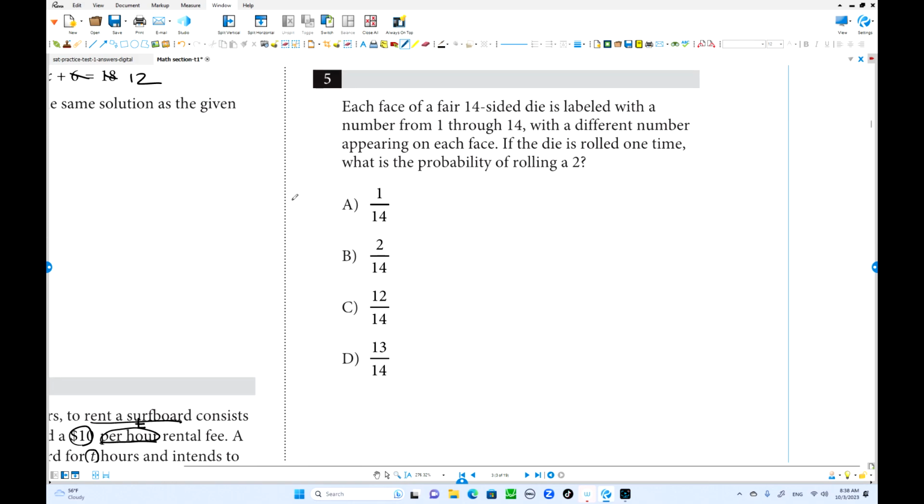The number 5. Each face is a pair of 14-sided die. This is a regular die. Usually the die has 6 numbers. So out of this 14, there are different numbers. We know that. So here is the question. If a die is rolled 1 time, what is the probability? What do you expect? So rolling 2, there is only one number 2 there. 1 to 14, 2 is over here. Out of 14 possible chances, there's only one chance. So 1 over 14 is the answer.